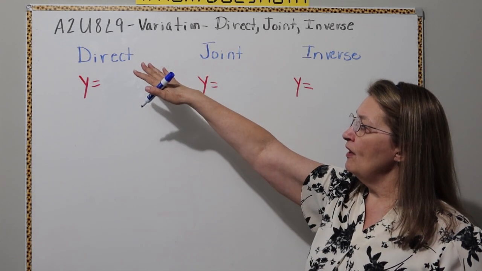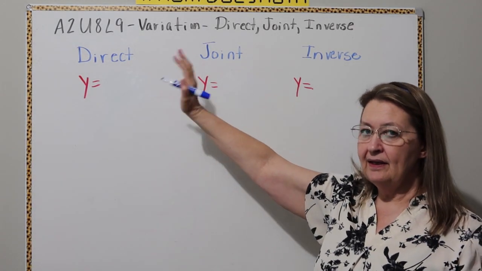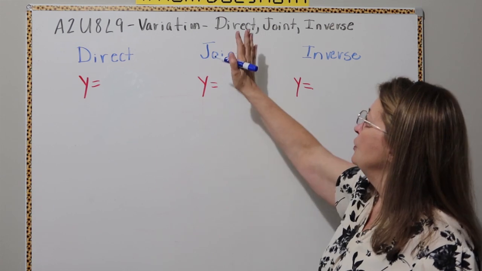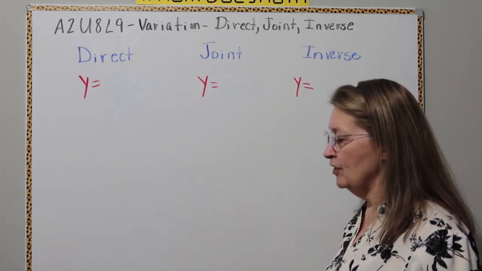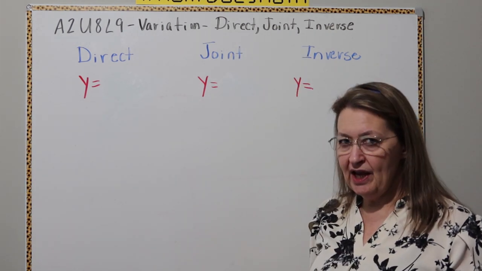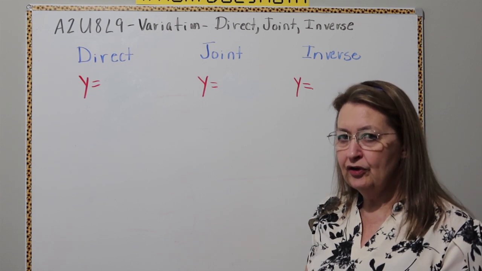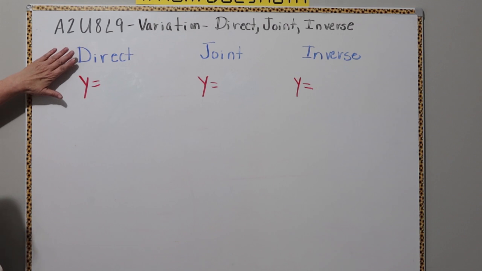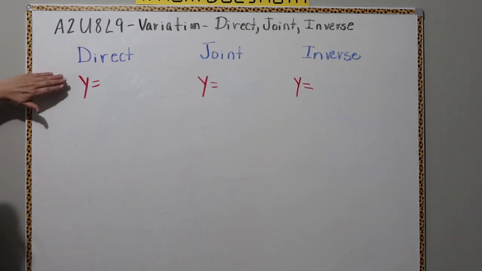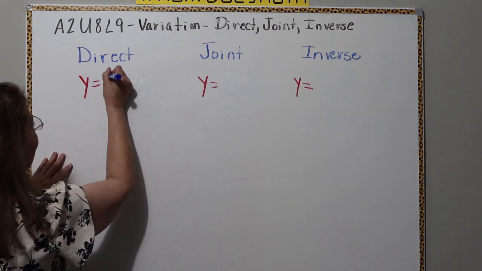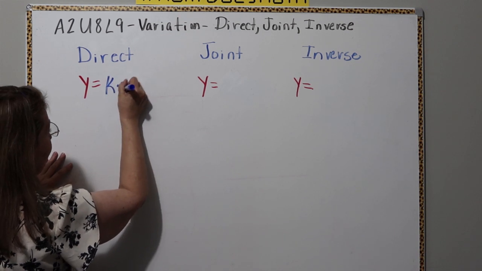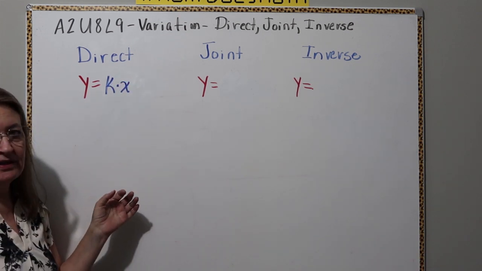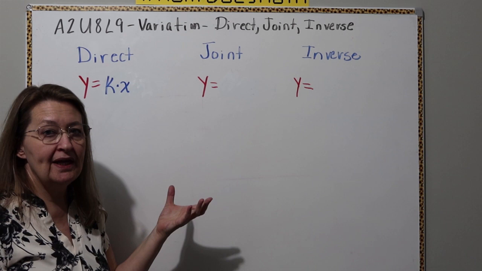Now we're going to look at our last lesson in Unit 8, Lesson 9, and this is over variation: direct, joint, and inverse. And this is how do numbers change in relation to other numbers. So first we're going to look at direct. Now the model for a direct variation is y is equal to k times x, where k is a constant and x and y can change.